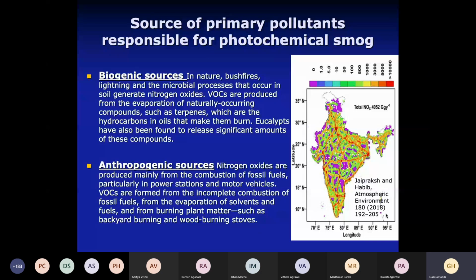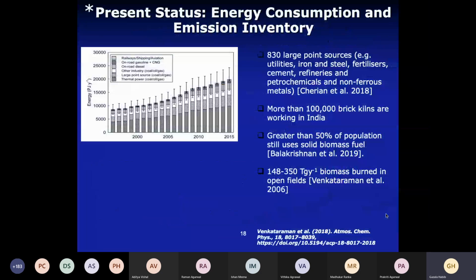So this is how it is, and you can see the total annual NOx emission is 4052 gigagram per year, which is very high, right? This is the reason we also have heavy secondary pollution in urban areas, but we don't see the brown haze or PAN formation in India. Maybe in some places, but I don't have any record of those places. But in general, I did not see it in Delhi.